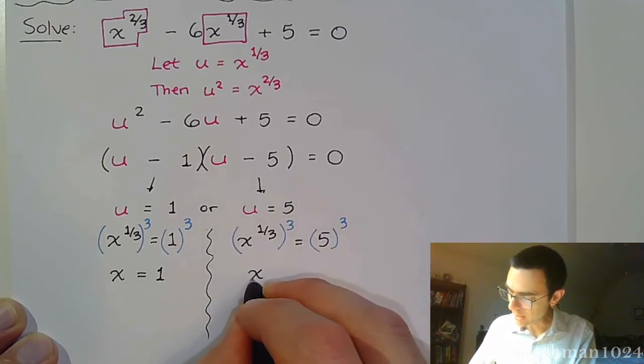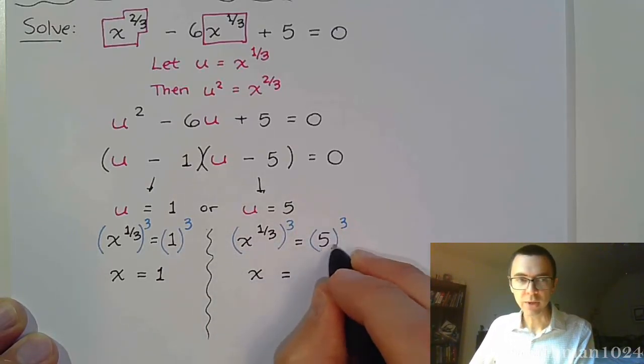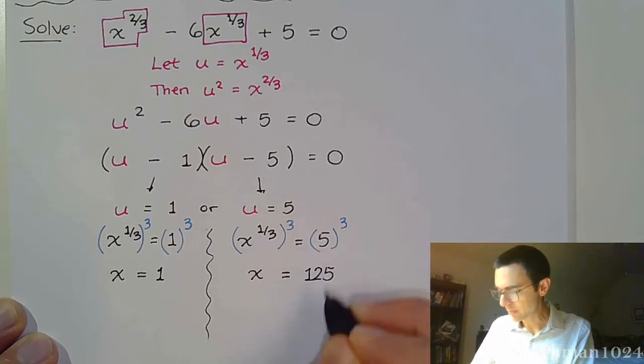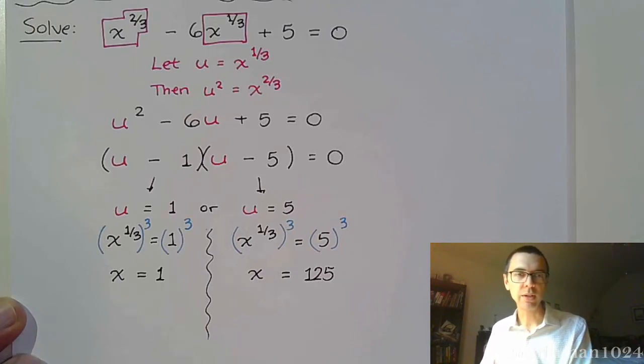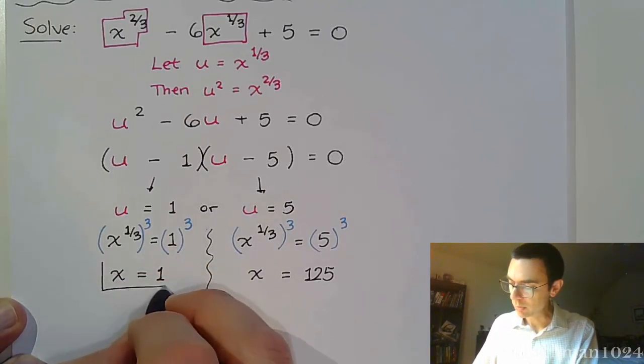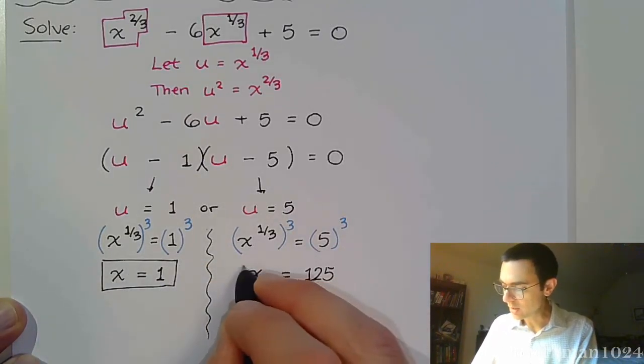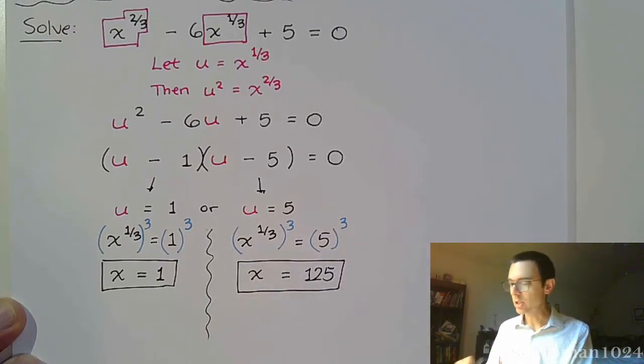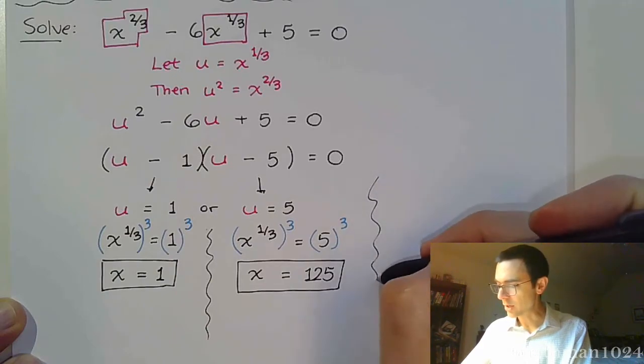And we get plain x on the left. On the right, we get 5 to the 3rd, which is 125. So cool. We get these two solutions. Now, I do want to make sure that you remember something we just talked about a moment ago in this video.